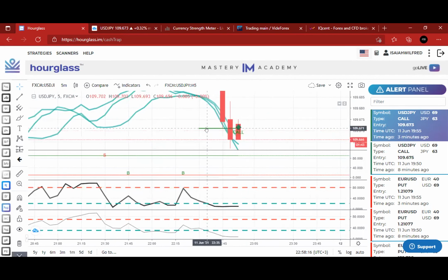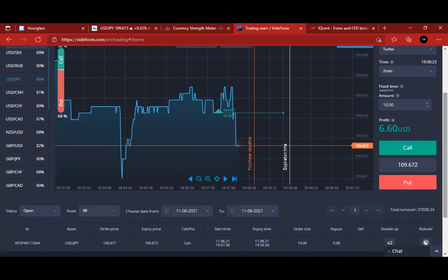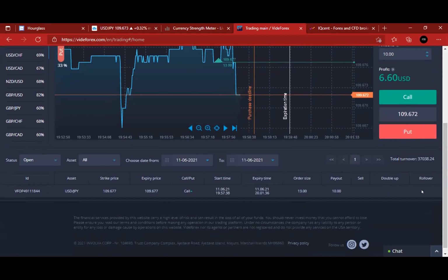So I'd have actually entered here. See, price is trying to break that. Price is trying to break again. So let's try and give this a rollover. Let's see what happens. That's what happened. It's a demo account. I wouldn't enter $10 with this account.